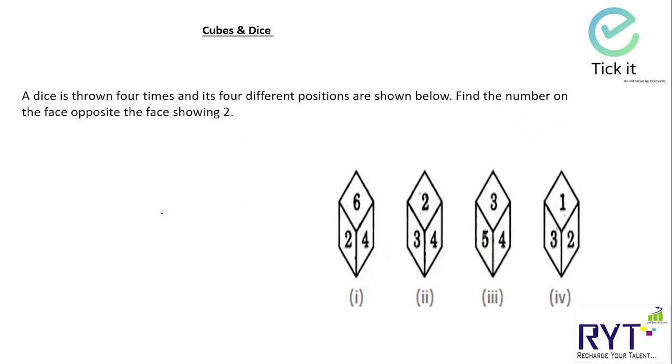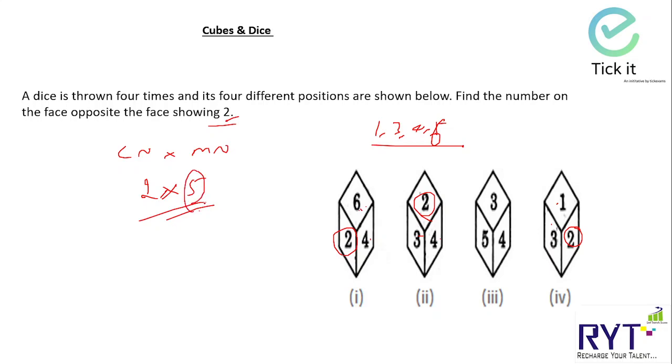Find the number on the face showing 2. So I have to find out again using common number opposite to missing number. Do I have a common number as 2? Yes, 2 is here, 2 is here, 2 is here. So 2 is the common number. Which is the missing number in these three? 6, 4, 3, 4, 1, 3. Which is missing? I have 1, 3, 4, 6. Sorry, 6 I have got. So 5 is missing. So 2 is opposite to 5. Or I can say 5 is the answer because 5 is opposite to 2.